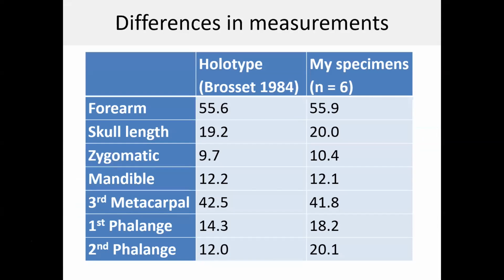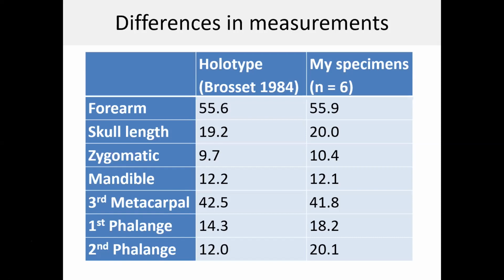If you look at the measurements of this bat as they were taken by André Procé under the holotype, he measured 55.6 for the forearm. The mean forearm of my 6 bats from Mount Nimba was 55.9. There's no problem over there. Skull length, there's no problem. Zygomatic arch, not really a problem. Mandible, 3rd metacarpal, no problem.